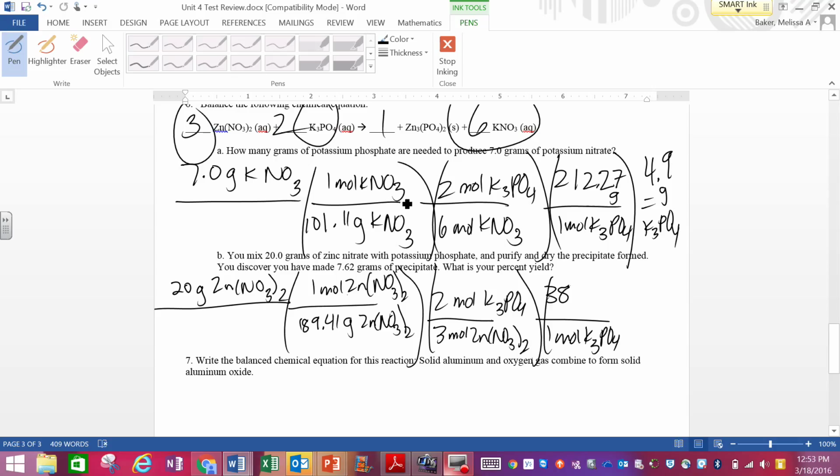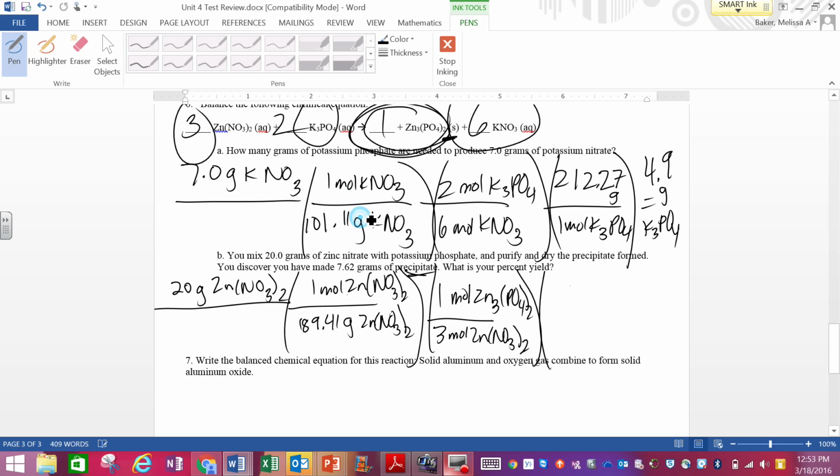Oh, wait a second. You discover you've made the precipitate. Sorry, I read this wrong. We got to go back. Going too fast. Oops, let me erase this. See, that's a good thing I caught that. Sometimes you do that. The precipitate is what it's asking for. That's zinc phosphate because that's the solid. Precipitate means solid.